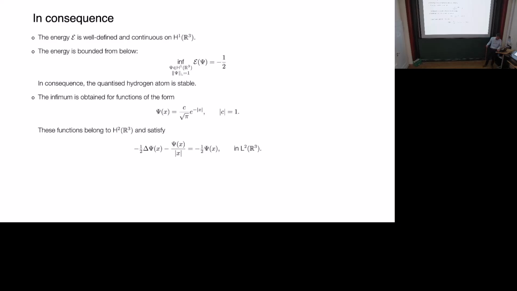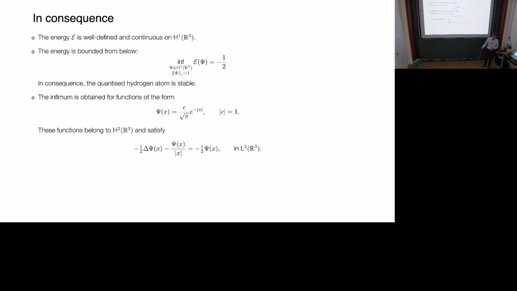It is bounded from below by -1/2. So in consequence, you can claim that the hydrogen atom is stable. You know its ground state, the eigenfunction with the smallest energy, and the stationary equation is this eigenvalue problem. Okay, this is the picture for one electron.